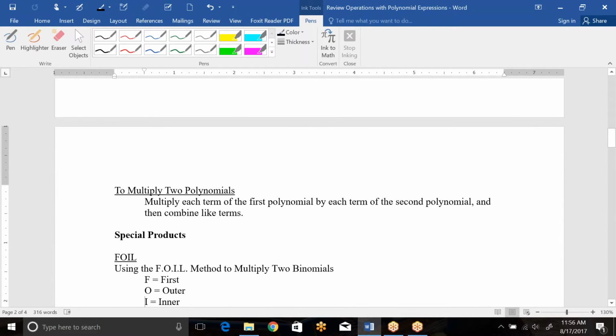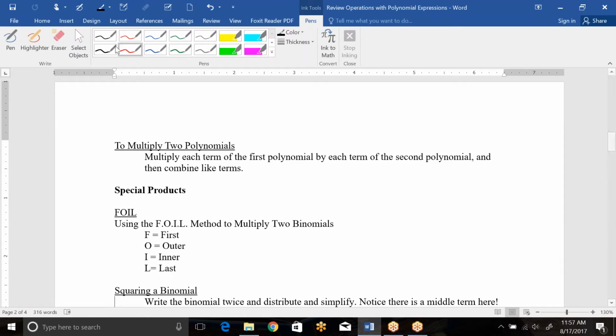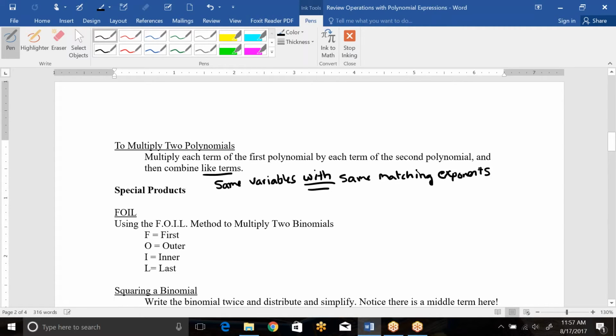If you're just doing two polynomials, you multiply each term of the first polynomial by each term of the second polynomial, and then you combine your like terms. And remember, we didn't physically define this since it's previous knowledge, but like terms means they have the same variables with, important here, same matching exponents. So an x to the second and an x to the third have the same base, but they're not the same exponents.